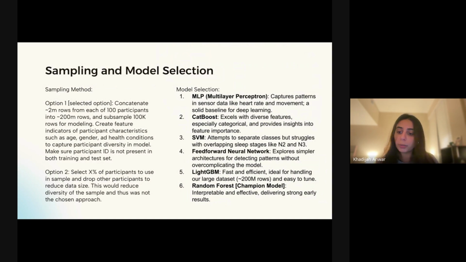sets. The other approach we had considered was just considering X% of participants, like 80% in the training and then 20% in the testing, but this was still computationally intensive and would reduce participant diversity in the model in the training. And then after that, we considered a range of approaches, including ensemble methods and neural networks. And essentially, we found that the champion model was actually a random forest, which is like an ensemble of decision trees.